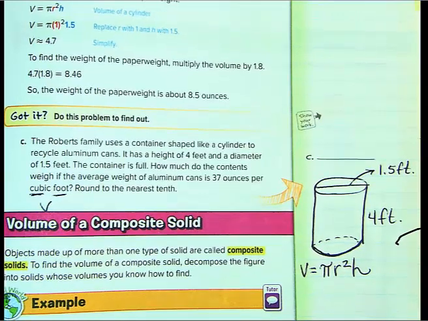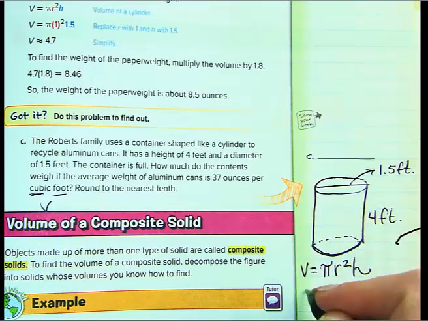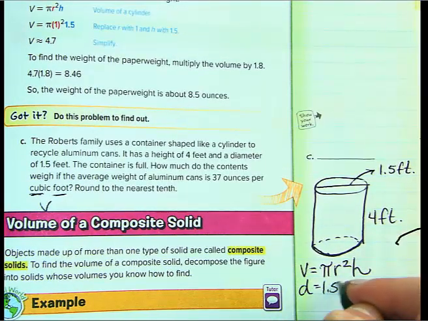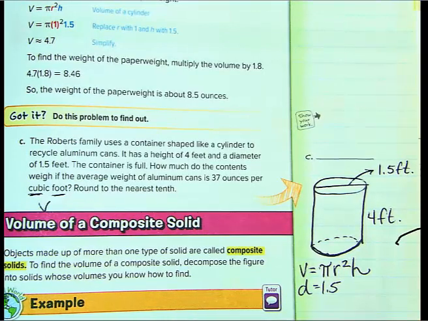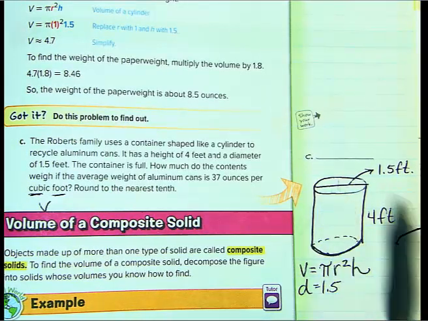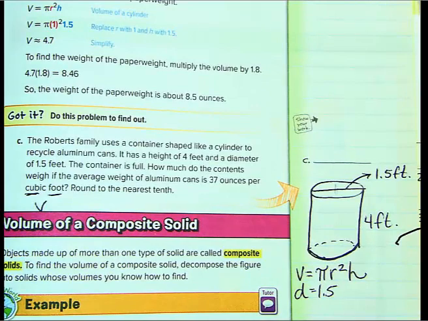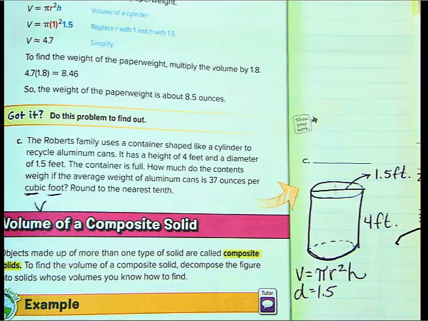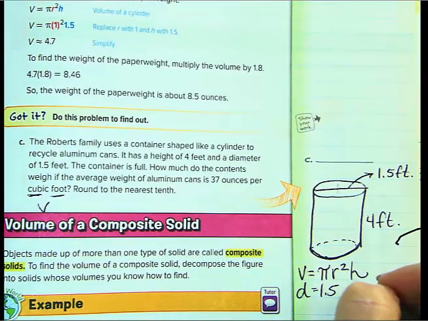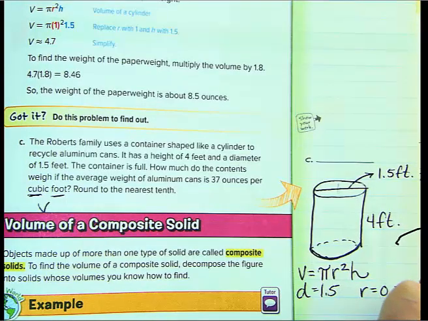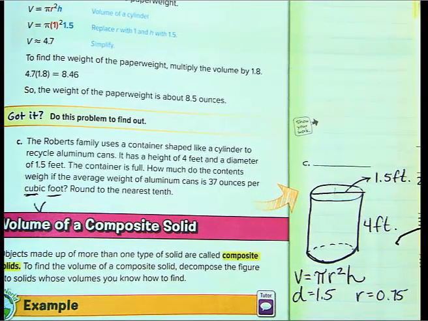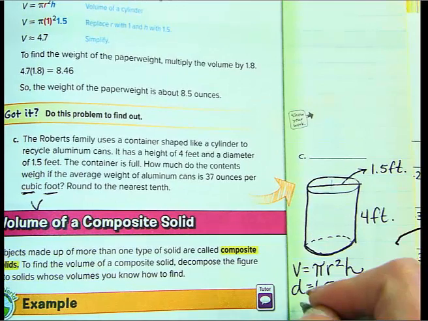My diameter, it told me, was 1.5. I don't want my diameter, I want the radius. So I want halfway across here. I don't want all the way across there, so I have to take 1.5 divided by 2 to get my radius. So my radius is 0.75. That's the measurement I have to have in order to do this calculation. And the height, it told me, was 4 feet.